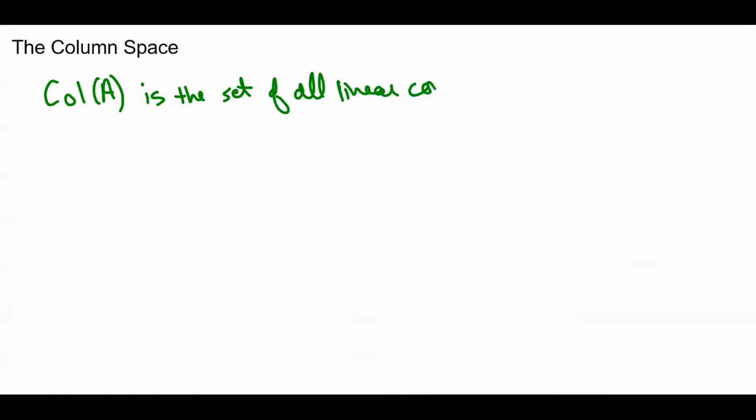So the column space is a subspace, and we use this notation: the column space of a matrix A is the set of all linear combinations of the columns of A.